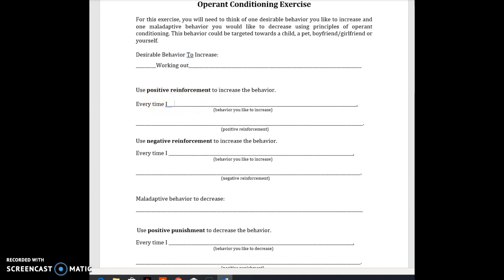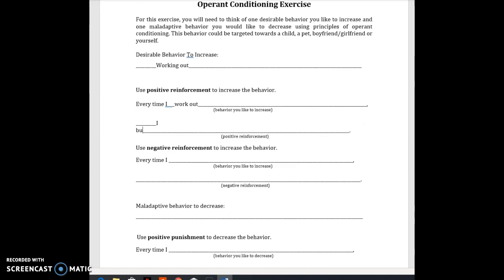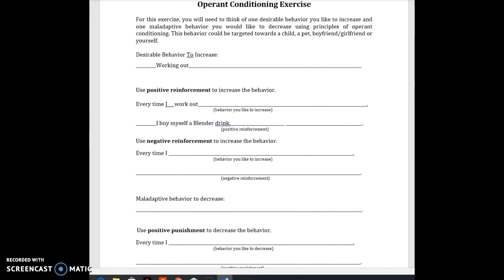So here we'll say every time I work out, and the positive reinforcement, adding something pleasant. Every time I work out, I buy myself a blender drink. So I'm basically rewarding myself for working out, increasing the chances that I will work out next time. So when you're doing it, think about a behavior that you'd like to increase, let's say being on time for class, and then add something pleasant as a consequence.